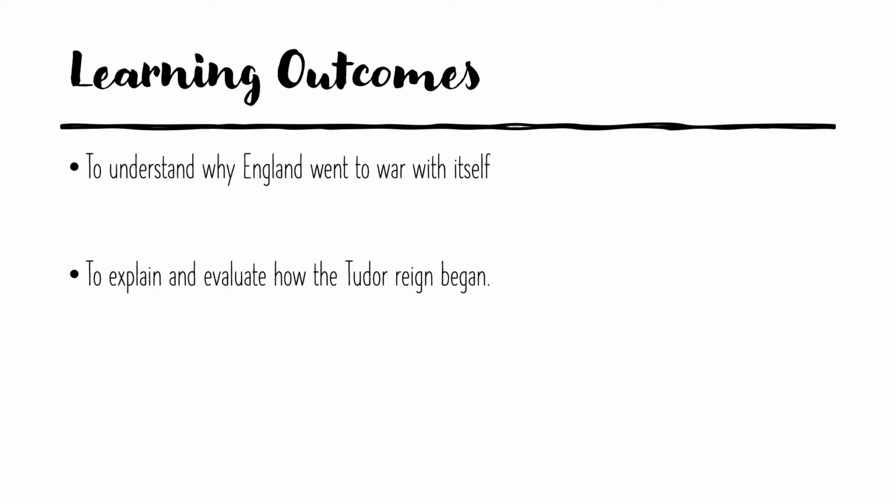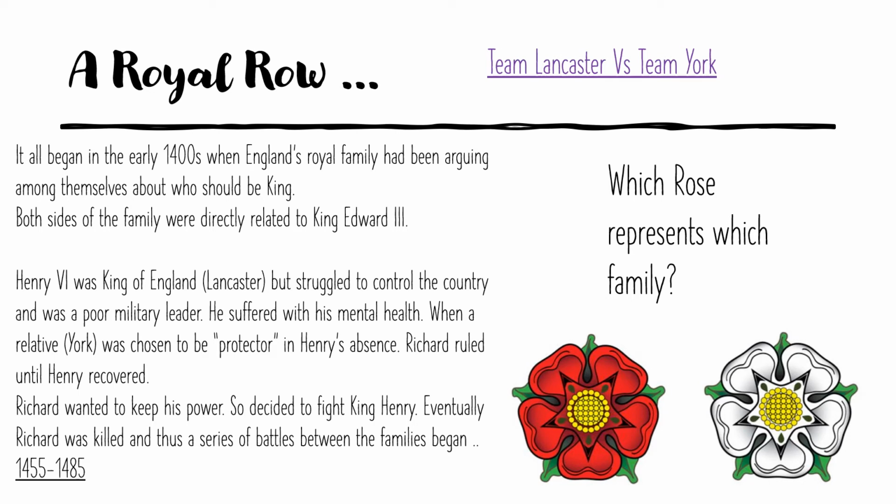So today we're going to look at and understand why England went to war with itself a little bit, and we're going to start to explain and evaluate how the Tudor reign began. So who was the first Tudor? So it all started with a big royal row, and it began in the early 1400s when England's royal family had been arguing among themselves about who should be king.